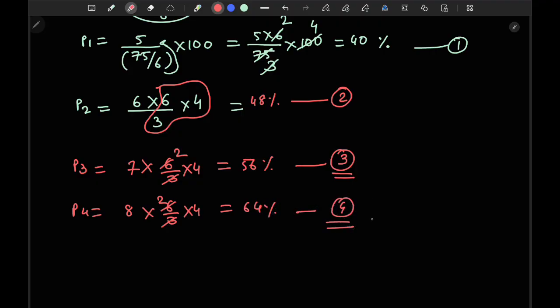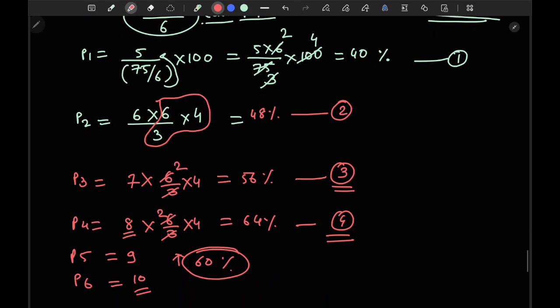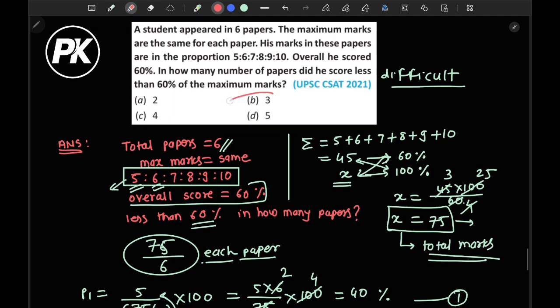Now this is above 60%. So similarly we need not find out for paper 5 and paper 6, right? Definitely it will be above 60%, because this multiplying factor will be 9 here and 10 here. So definitely both of these are above 60%. Now what they asked: in how many papers did he get less than 60%? So in paper 1, paper 2 and paper 3. So in total 3 papers he got less than 60%. So what will be the answer? Option number B.